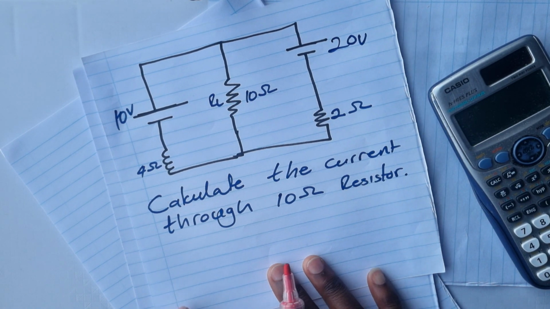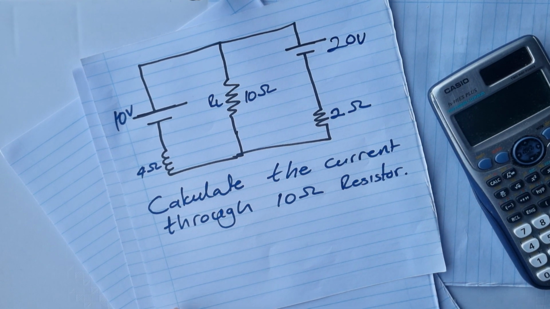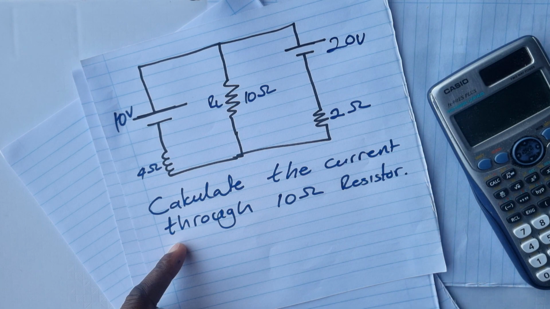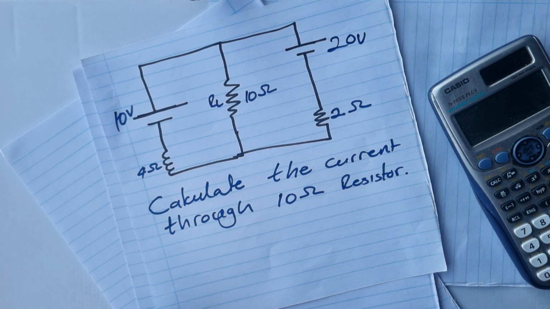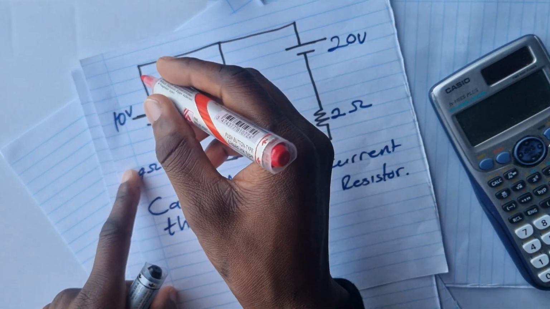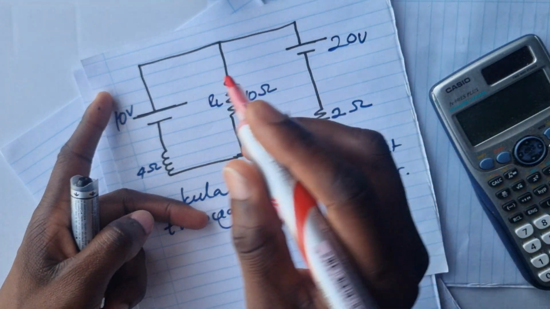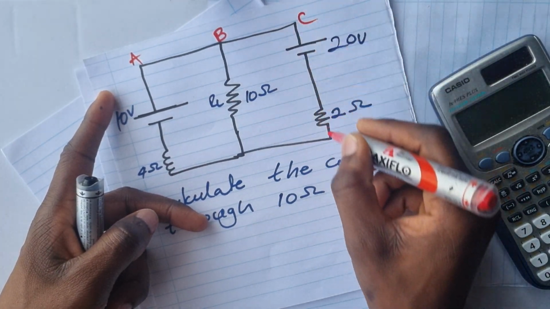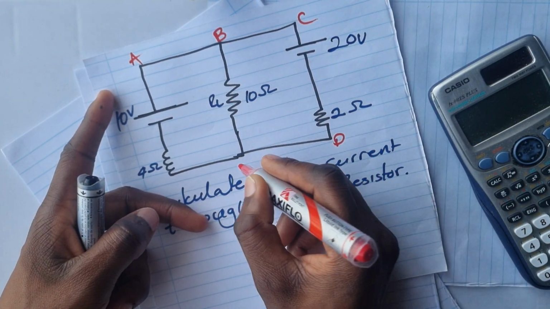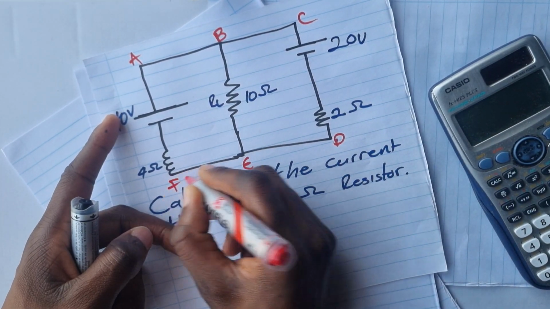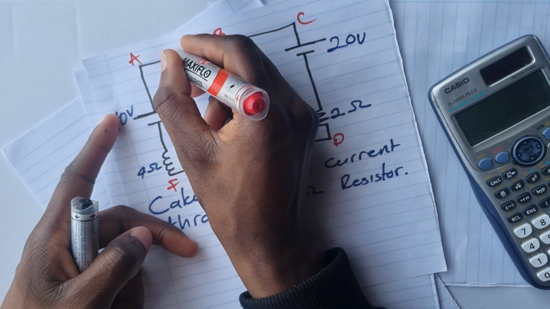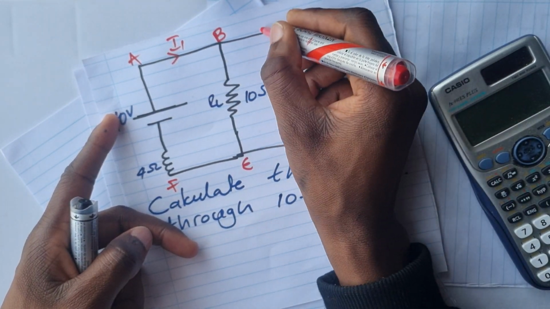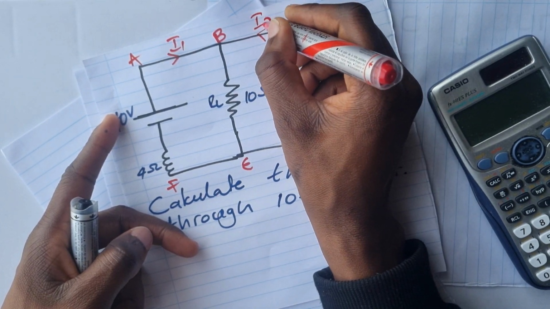In this example, they are asking us to calculate the current that is going to pass through the 10 ohm resistor. To do that, we have to name our current and name our loops as well. So we can say this is going to be A, B, C, D, E, F. And the current that is flowing here, we're going to say it's I1. And the current that is going to be flowing in this side is going to be I2.